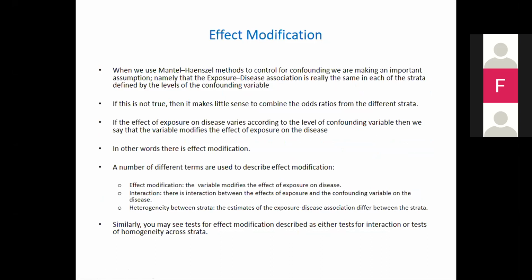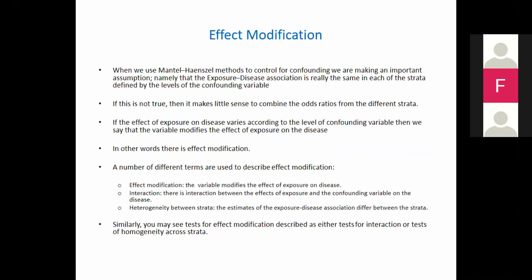So when we use the Mantel-Haenszel method to control for confounding, yes, on this slide. Okay. When you are controlling for confounding, effect modification and confounder go together somehow, if you want to assess them together. It's the same five steps. The next slide will show you all the five steps.